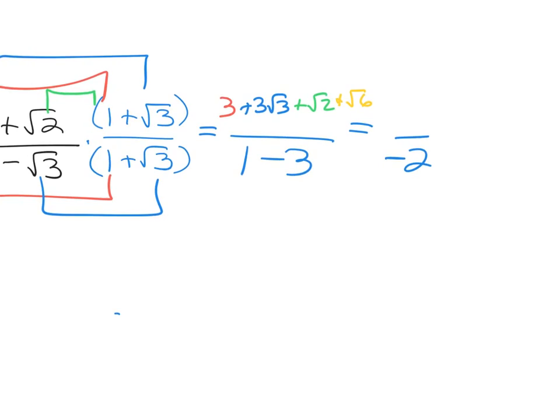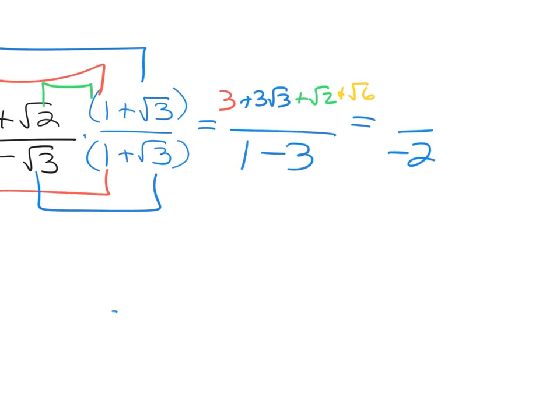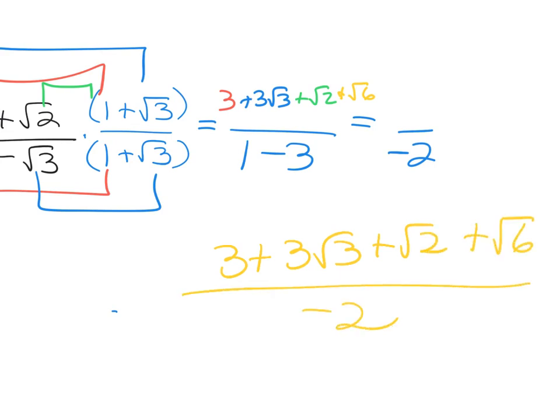Notice I do not have any like radicals. There are no like terms here, so I'm just going to rewrite this whole thing. 3 plus 3 square root 3 plus square root 2 plus square root 6 all over negative 2. There was nothing I could simplify. Generally the outer and the inner would be able to be simplified, and even first and last. But in this case, because the radicals were different, nothing simplifies.